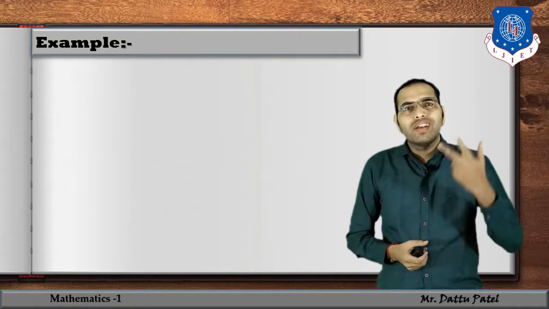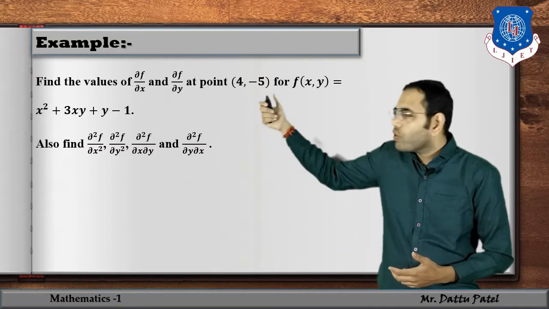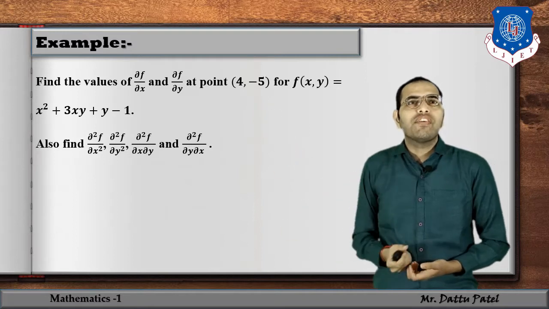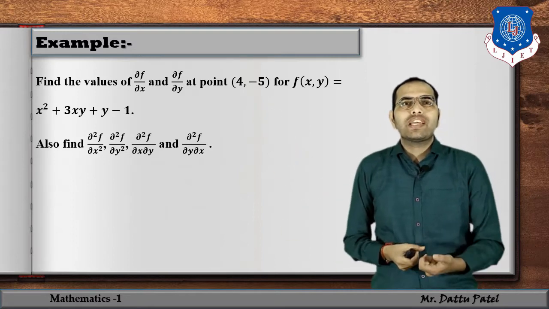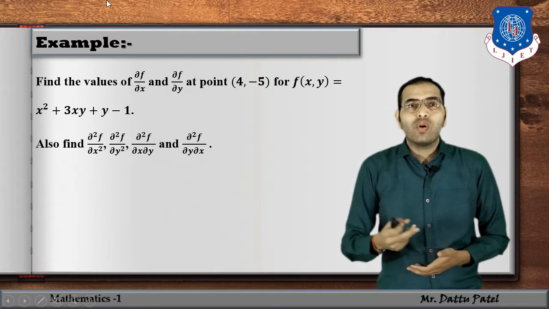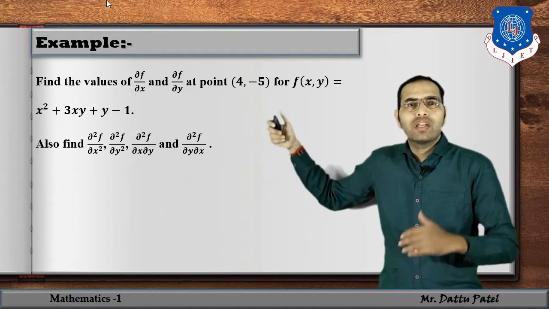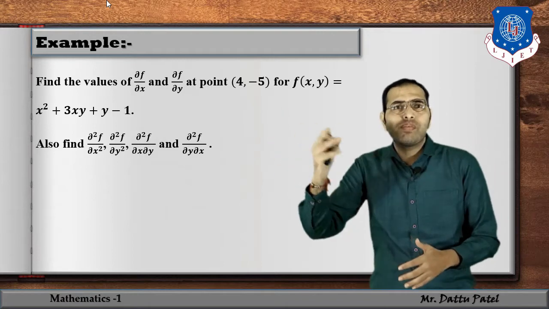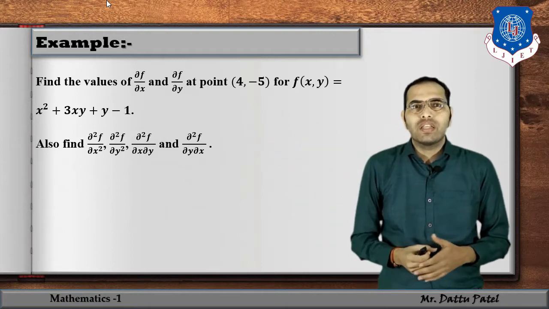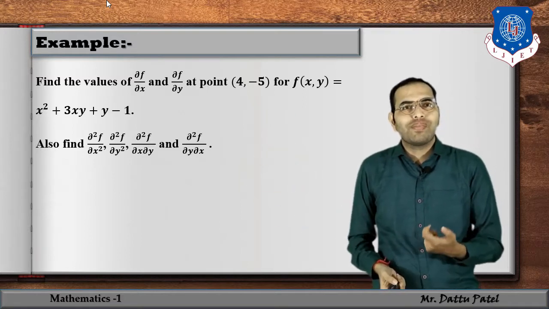Find the values of del f by del x and del f by del y at the particular point 4 and minus 5 for the function x square plus 3xy plus y minus 1. Also we can find the second order derivatives del square f by del x square, del square f by del y square, del square f by del x del y, or del square f by del y del x. Let's see first our function, that is x square plus 3xy plus y minus 1.